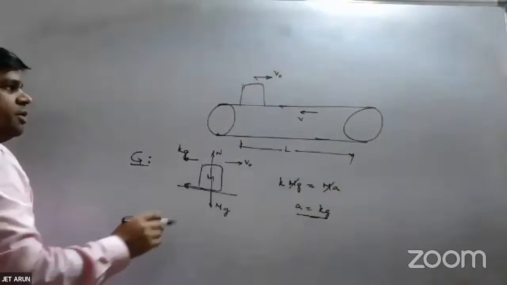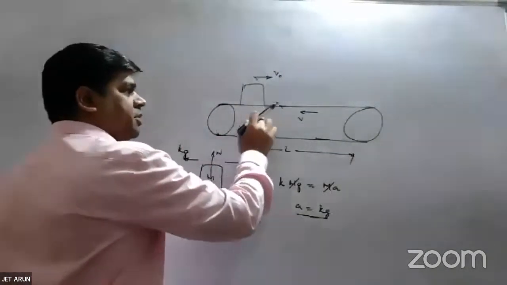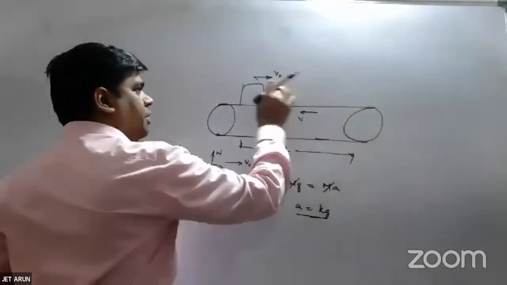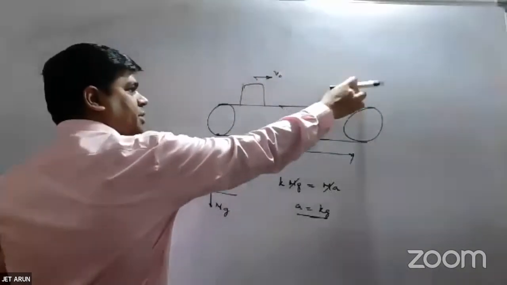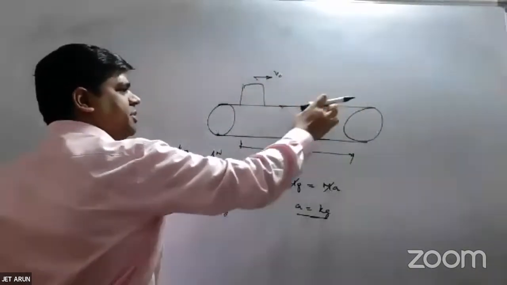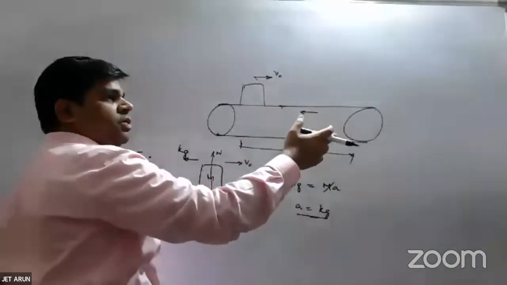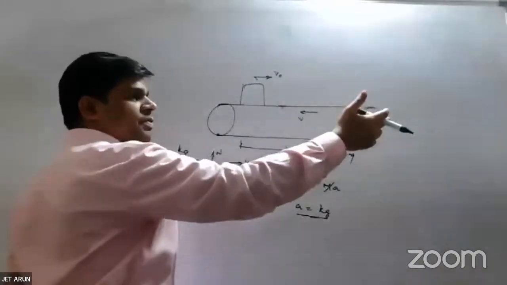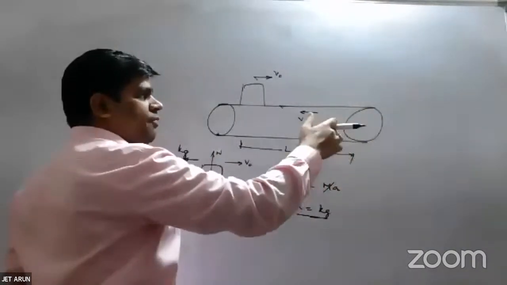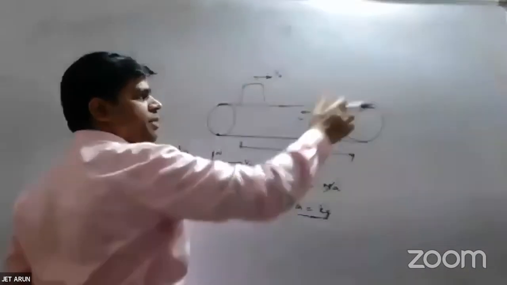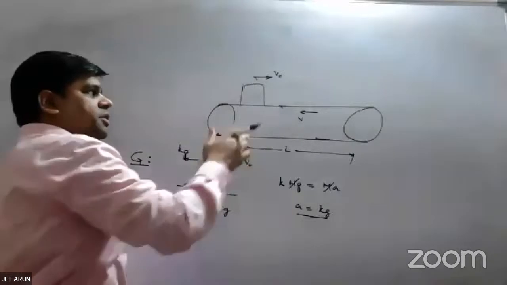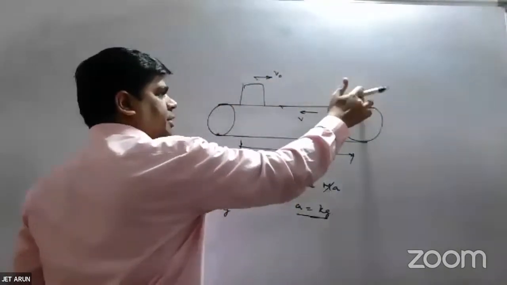Velocity is v naught. With this retardation, this particle is supposed to stop here. Projected from this end, it has to reach this end. So it should just stop there. If it stops before that, it doesn't reach that end. If it stops beyond that, then it's fine, it will fall off the belt. But for it to reach the other end of the belt, it should just stop there. So the limiting value is that velocity should become zero at this end.